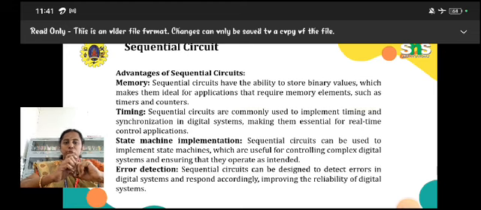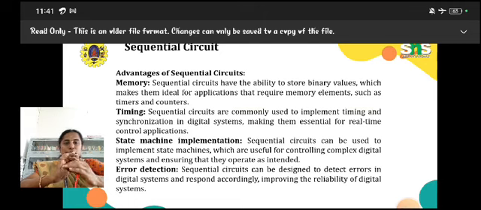Next, state machine implementation. Sequential circuits can be used to implement state machines, which are useful for controlling complex digital systems and ensuring that they operate as intended. Error detection: sequential circuits can be designed to detect errors in digital systems and respond accordingly, improving the reliability of the digital system. So the advantages of sequential systems are memory, timing, state machine implementation, and error detection.